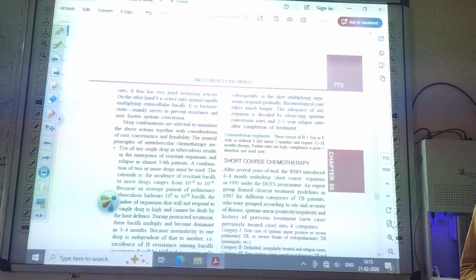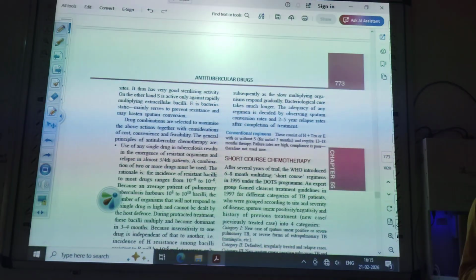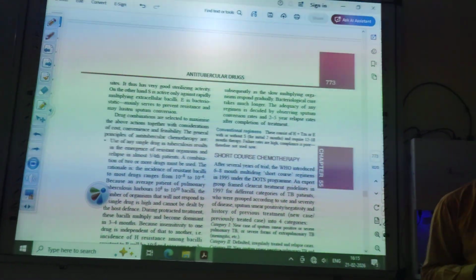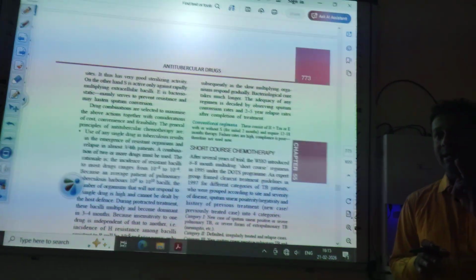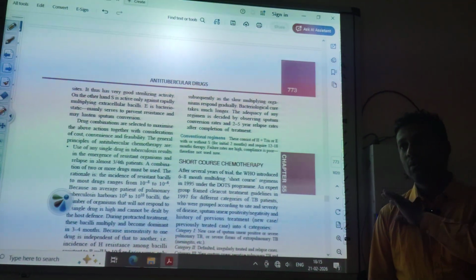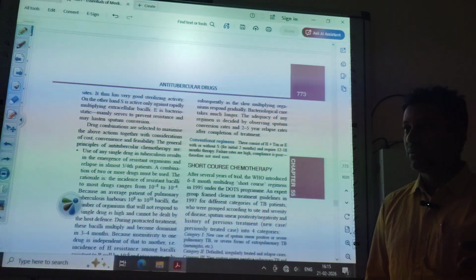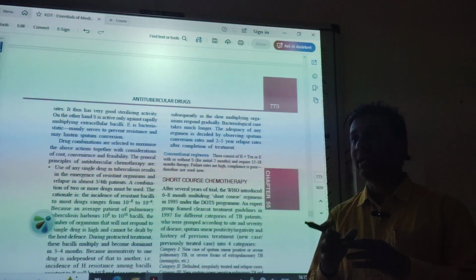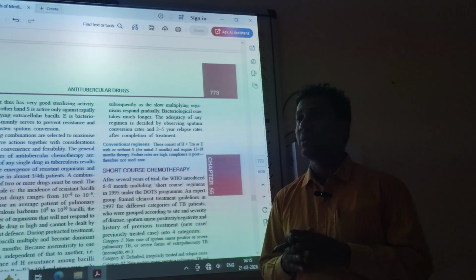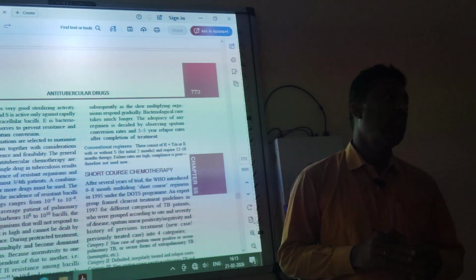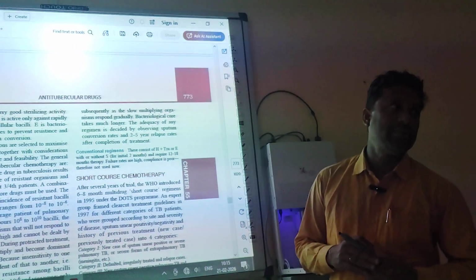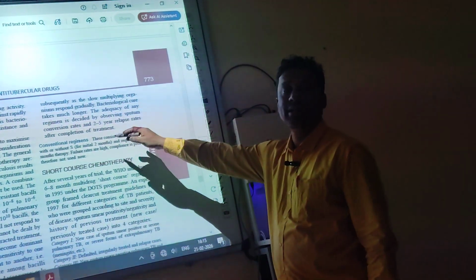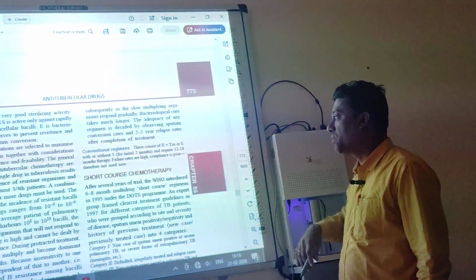Here multiple drug therapy is there. At once we have to administer multiple antibiotics. With only one antibiotic, we are not able to treat tuberculosis. We have to give multiple drugs, multiple antibiotics at once. That's why the drug regimen, the drug formula, is there. Conventional regimen is a common type, very common type.